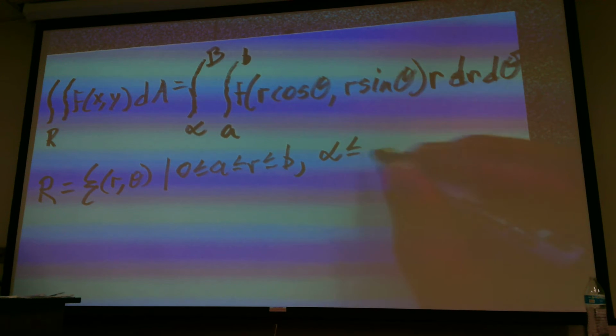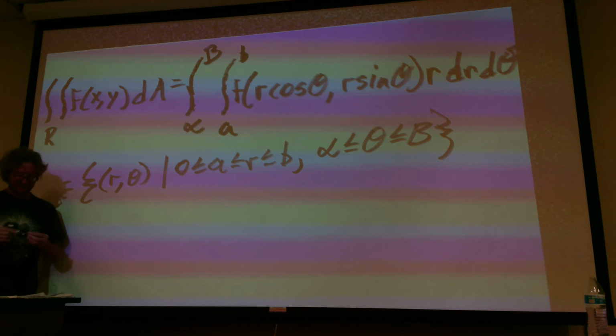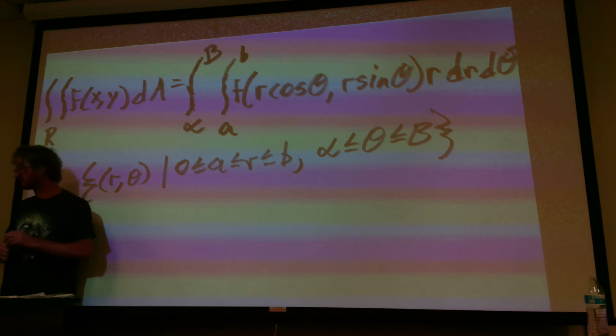Alpha is going to be less than or equal to theta, which is going to be less than or equal to beta. Okay. So the radius always has to be considered positive, but you can think of the negative there.